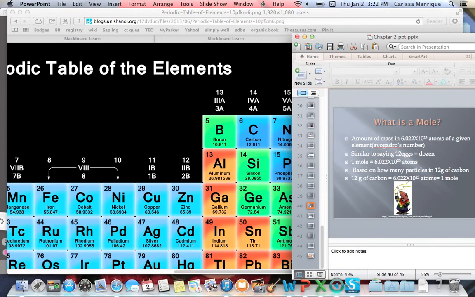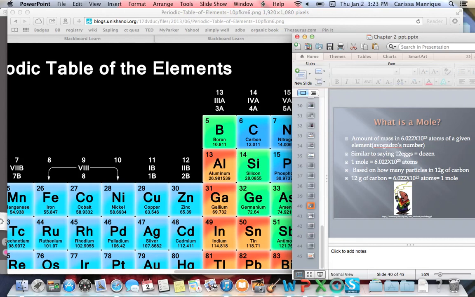So let me just really quickly tell you, and then we'll go over it again in the next one. Basically, it's the amount of mass, weight, grams, in 6.022 times 10 to the 23rd atoms of a given element. Okay? That's Avogadro's number. So that's similar to saying 12 eggs equals a dozen. So 1 mole equals 6.022 times 10 to the 23rd atoms. That's how much a mole means. Now, we don't want to keep saying 6.022 times 10 to the 23rd atoms. That's a huge number, it doesn't mean anything. So instead of saying that over and over again, we just say that's 1 mole.